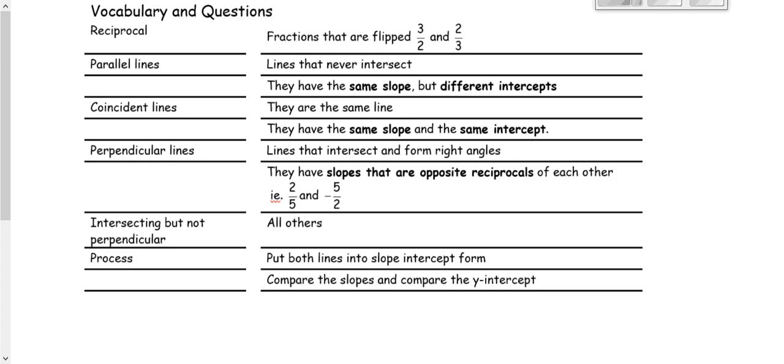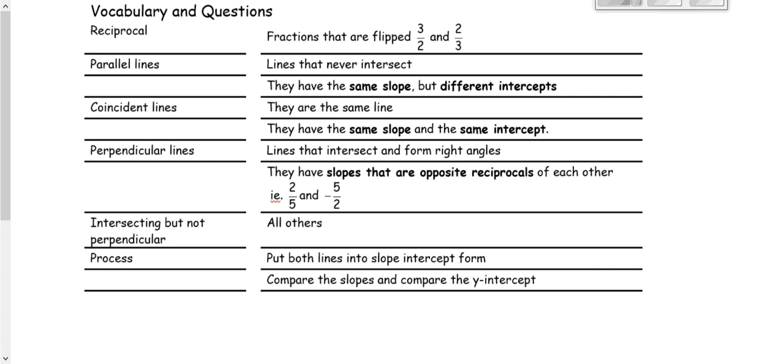So I have this section for you here on your handout with all the different definitions you might need. So it has here what a reciprocal is in case you've forgotten, because that's going to be very important in this lesson. And then I have the different types of lines. We have parallel lines, coincident or coinciding lines, and then perpendicular lines. And this is a really great cheat sheet for you to look at.